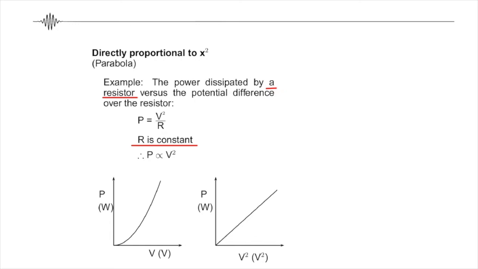Or if I choose to work with V squared as my axis, then that will be just a straight line because P is directly proportional to that V squared.